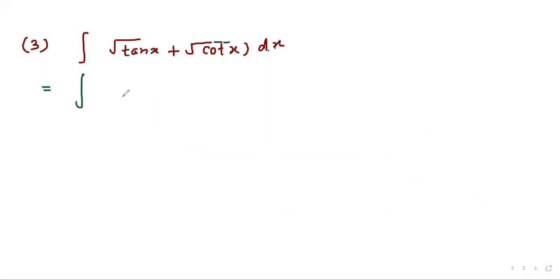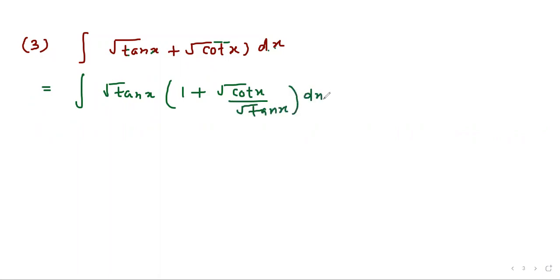Here we have to take out root tan x. So if we take out root tan x, then 1 plus, it will become root cot x upon root tan x dx. This can be written as root of tan x times (1 + cot x) dx.